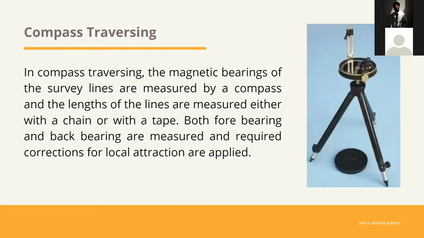Then the second method is compass traversing. In compass traversing, the magnetic bearings of the survey lines are measured by a compass and the lengths of the lines are measured either with a chain or with a tape. Both fore bearing and back bearing are measured and the required corrections for local attraction are applied. So the one in the picture is called a survey compass.